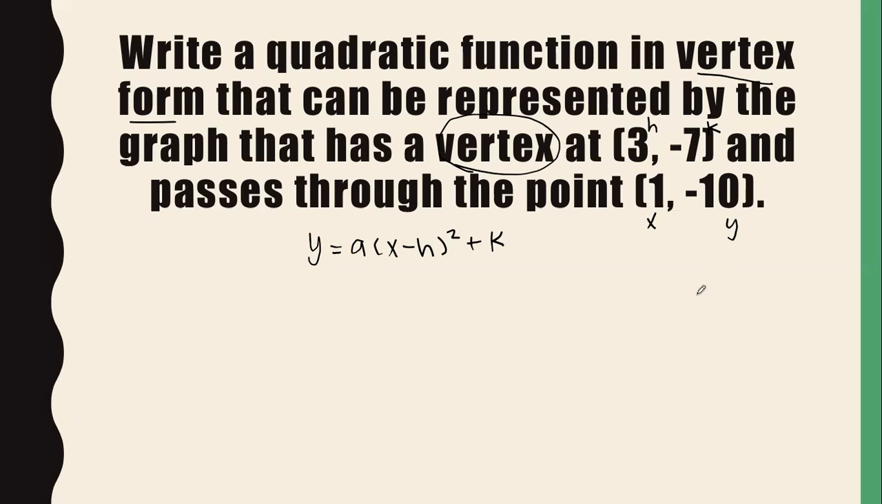Okay, so if the Y value is negative 10, I'm gonna plug that in for Y. So negative 10, this is where I really need to focus. This is the hardest part of today. Negative 10 equals, I don't know my A value, A, parentheses, the X value that we labeled is 1, the H value that we labeled is 3. So it'd be 1 minus 3 squared. And then the K value that we labeled is negative 7, so minus 7.